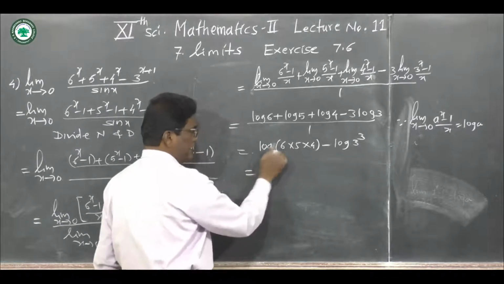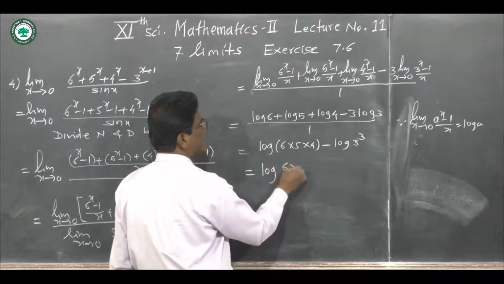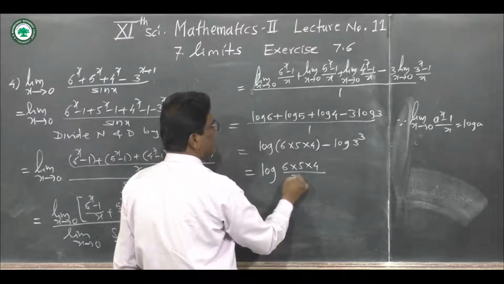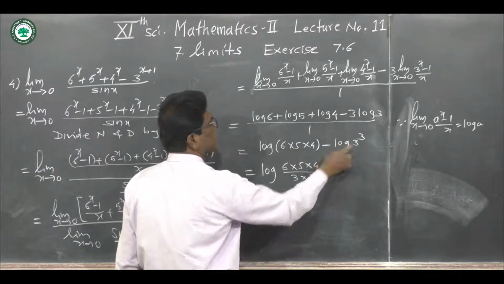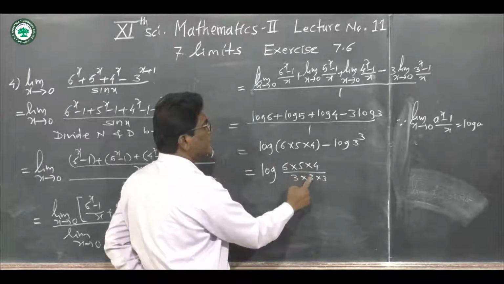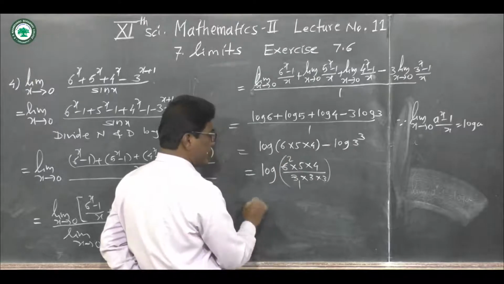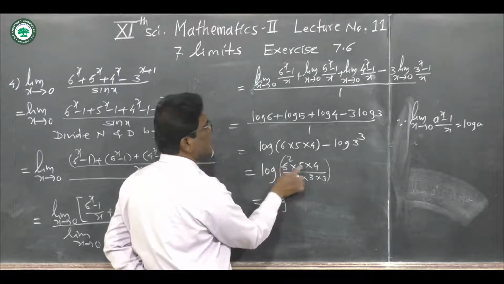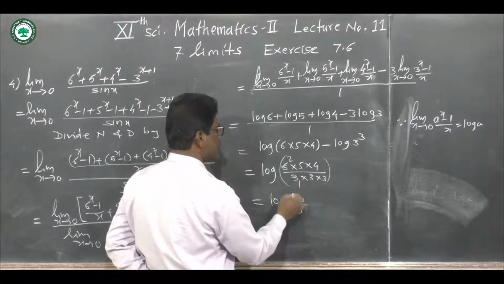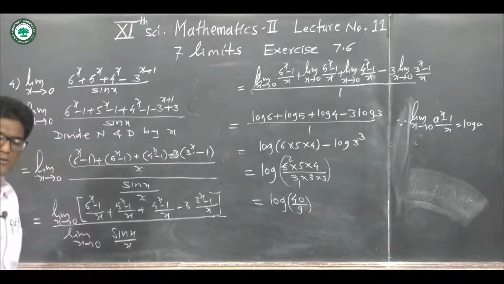So it is equal to, again take log common, so we get log of 6 into 5 into 4 divided by 3 cube. 3 cube means 3 into 3 into 3. So we get log of 2 5s are 10, 10 4s are 40, 40 upon 3 3s are 9. So log of 40 upon 9. This is the solution for the fourth problem.